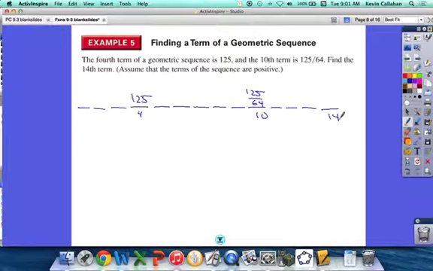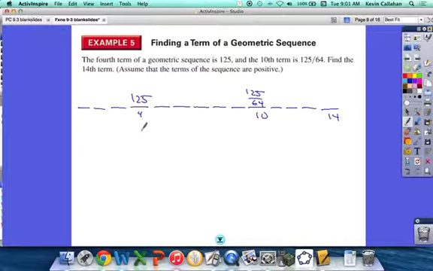So what one number do we need to know in order to do that? You need the R, right? If you knew what R is, you could just multiply by R once, twice, 3, 4 times, and you'd have it. So how can we figure out what the R is if we just have these two terms? How many times would you multiply times R to go from the 4th term to the 10th term? 6 times, right? The difference in the subscripts.